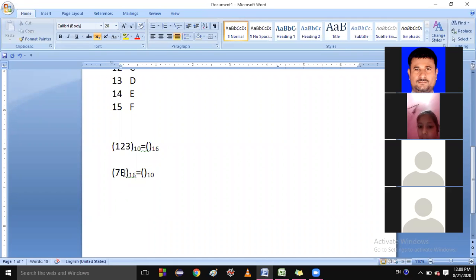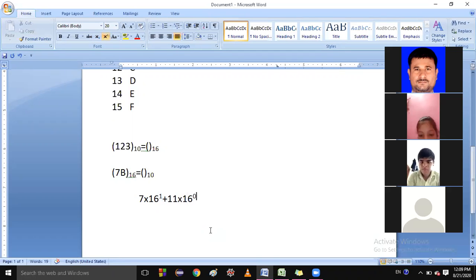What will you write? B is written like 11. First we will write B into 16 power 0. B is written like 11, so 11 multiplied by 16 power 0. Next, plus 7 multiplied by 16 power 1.